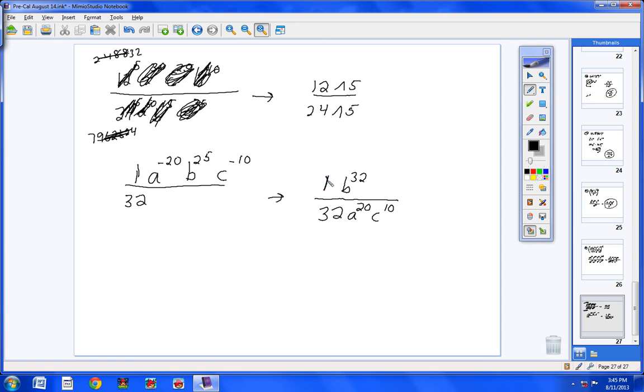Now, if you do not want to put that 1 right here with the b to the 25th power, you don't have to. You could just have b to the 25th over 32, a to the 20th, c to the 10th. That's totally fine. If you want the 1 to stay there, and do this, that's totally fine. Now, students, here's what you've done.